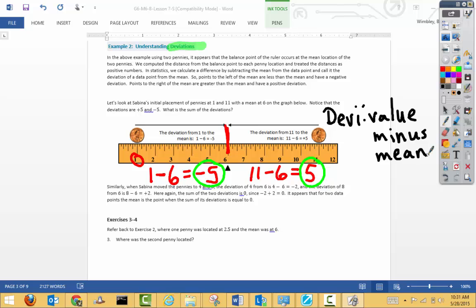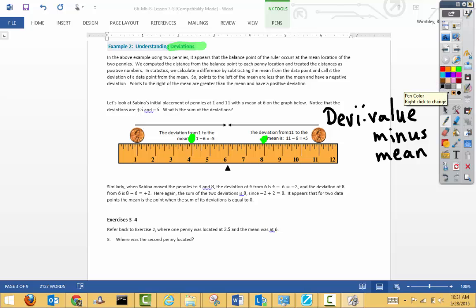What this tells us is how far our value is away from the mean. I see that this 11 value is 5 inches away from my mean. Alright, so let's look at this next part. Similarly, that means very close to when Sabina moved the pennies from 4 to 8. So we have a penny at 4, we have a penny at 8. What would their deviations be?